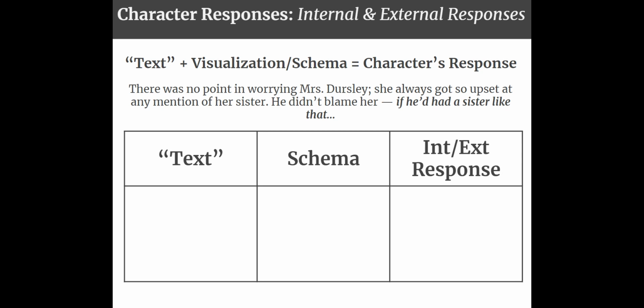Let's read this example from Harry Potter. "There was no point in worrying Mrs. Dursley. She always got so upset at any mention of her sister. He didn't blame her. If he'd had a sister like that..." So our text is, "if he'd had a sister like that..." The three dots on the end are an ellipsis, which is an unfinished but continuing idea.